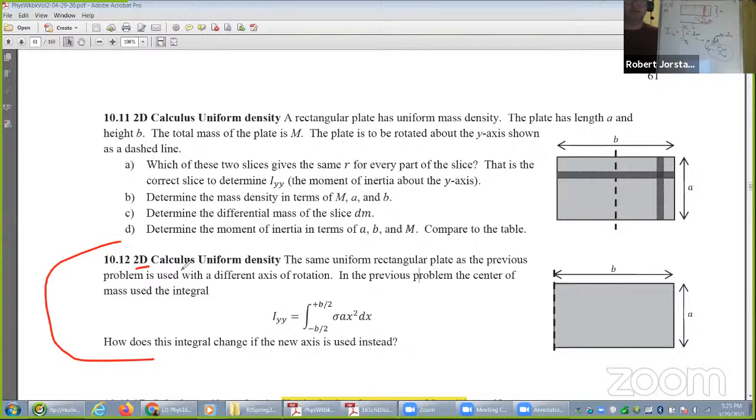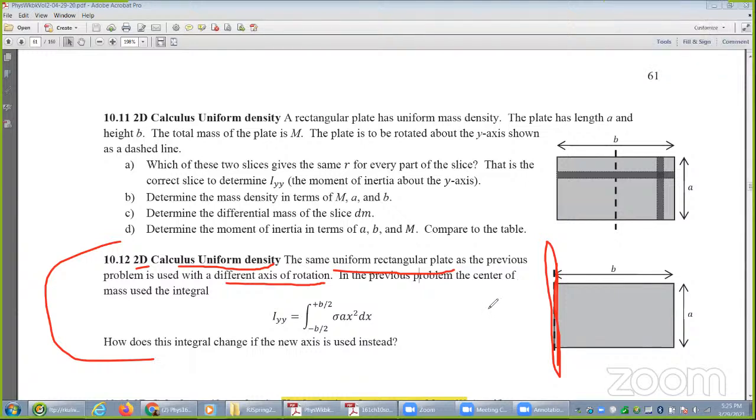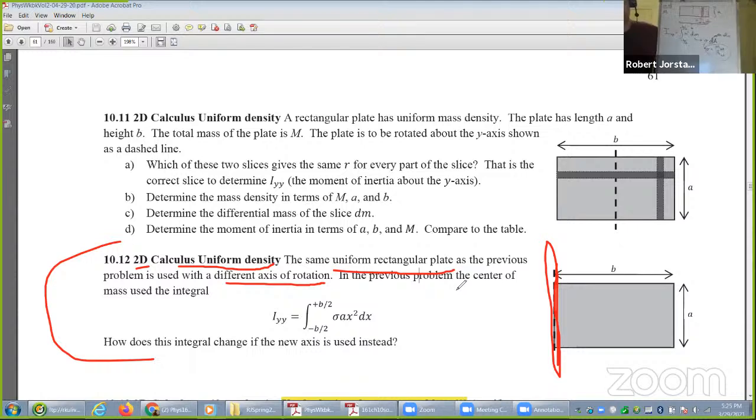Still 2D, still uniform density, same uniform rectangular plate, different axis of rotation now. So we're going here. Do you think the moment of inertia will be bigger or smaller? What's your gut tell you? Or will it be the same? What's that?